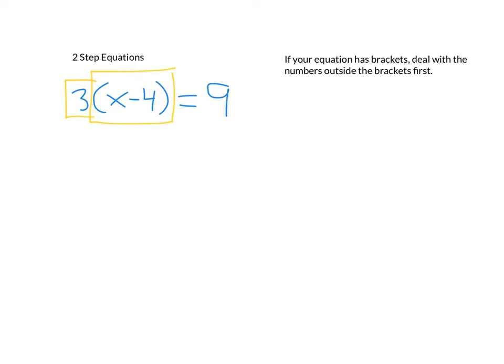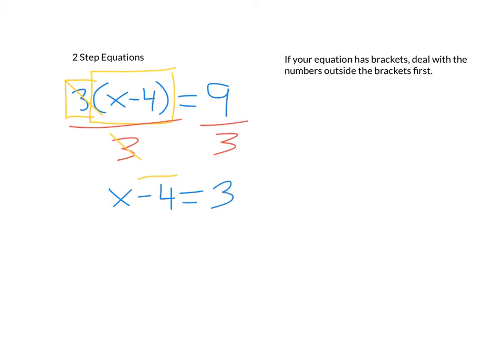And so there we just have a little reminder. If your equation has brackets, deal with the number outside the brackets first. Well, our number outside the brackets is a 3, and that 3 is multiplying because we have the bracket. What this says is 3 times x minus 4. So in order to undo multiplying, we have to divide. We'll divide by 3, and we will divide by 3. 3 divided by 3 cancels, leaving us with x minus 4 on one side, and on the other side, 9 divided by 3 is going to give us an answer of 3.